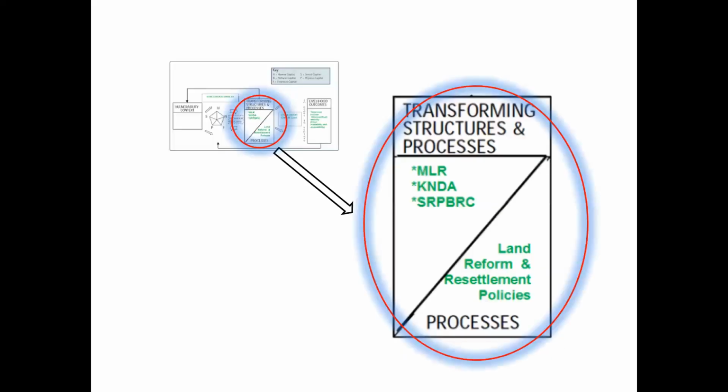In this example, taken from a livelihood survey of a San community resettlement project in Kavango West in Namibia, a survey done by an MA student, the relevant policy is the land reform and resettlement policy of the Namibian government, and the transforming structures, that is, organizations with impact on the case, are identified as the MLR, the Ministry of Lands and Resettlement, KNDA, the Kavango Namibia Development Agency, and SRPBRC, which is the resettlement project itself.